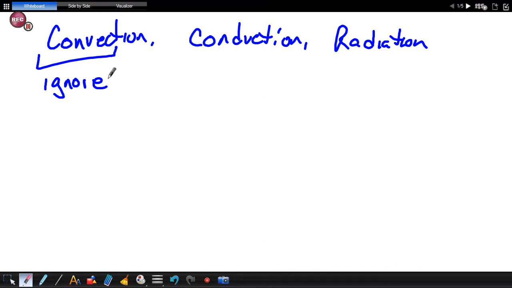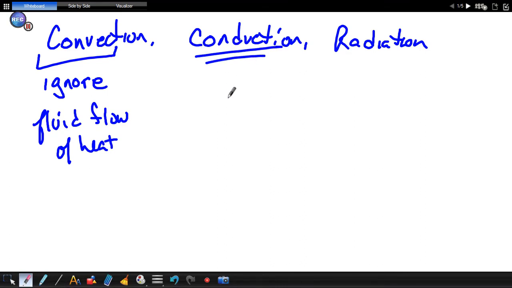When we talk about convection, what it is, is a fluid flow of heat. So we have a fluid, say it's air, and we have two surfaces at different temperatures, and there's conduction between the air and one surface, and then that air moves, and there's conduction between the air and the other surface. So we're going to ignore convection as it's difficult, as it's fluid flow. So we're going to focus on conduction for this video, and then we'll do radiation in the next video.